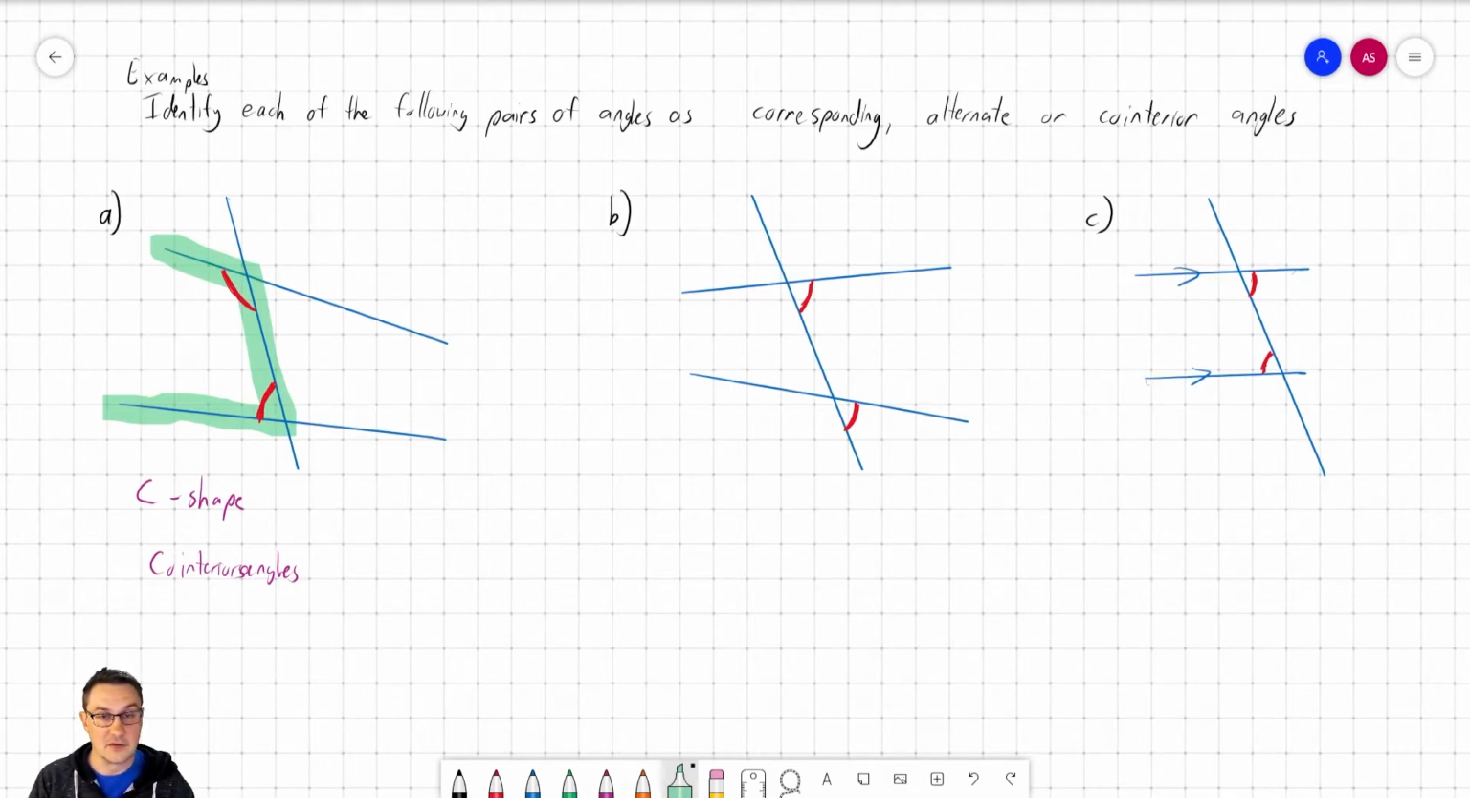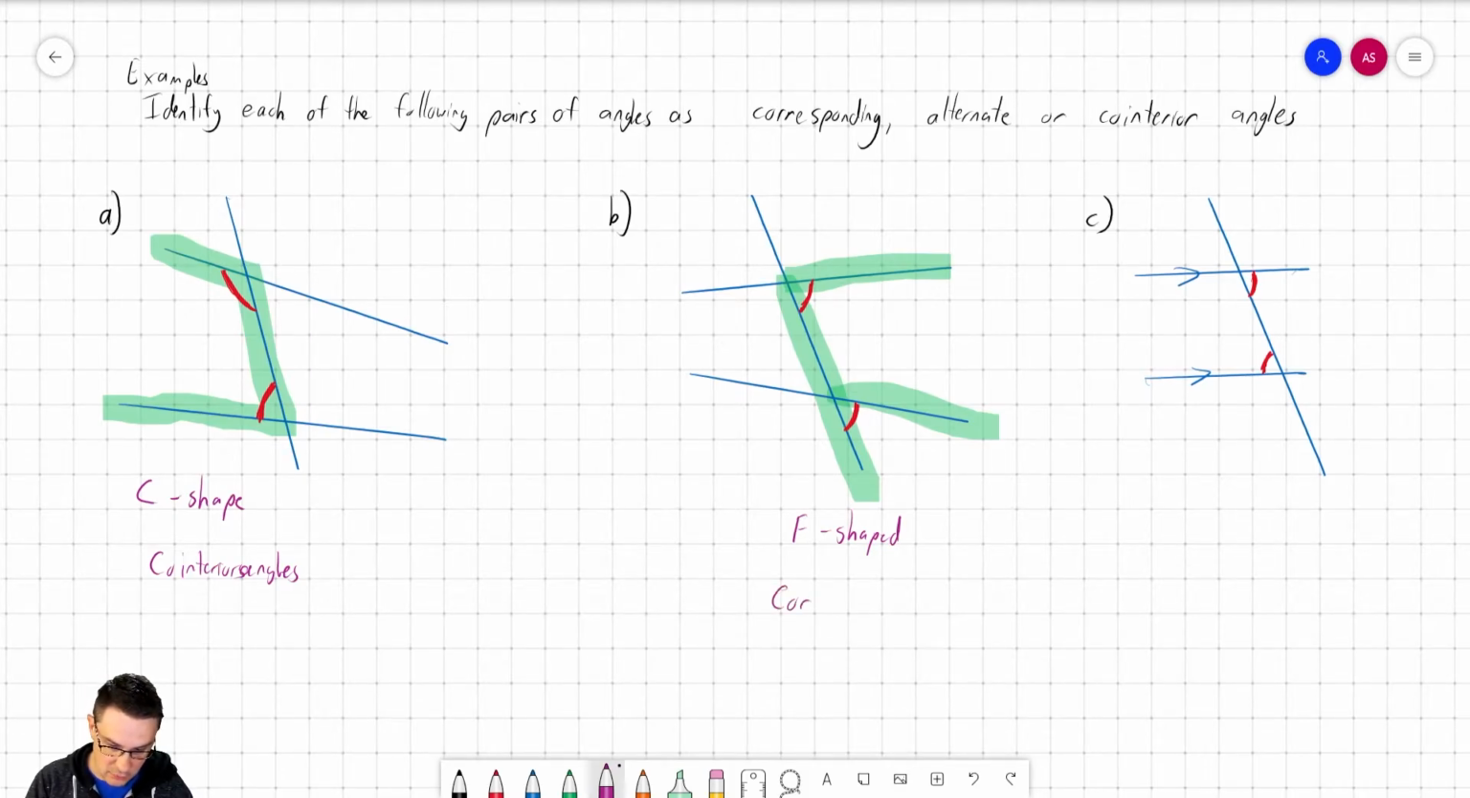Next up, in part B, what we've got is these two angles again highlighted in red. So I want to trace out the lines being used in this situation. And as I do this, we can see that it gives us the shape there, which is F-shaped. So this is going to be F-shaped. And then as a result of that, those two angles are going to be corresponding. And so we've got corresponding angles here. And that's because they're appearing on the same side of the transversal and on opposite sides of the two other lines here.